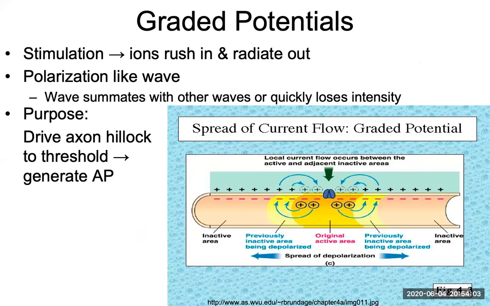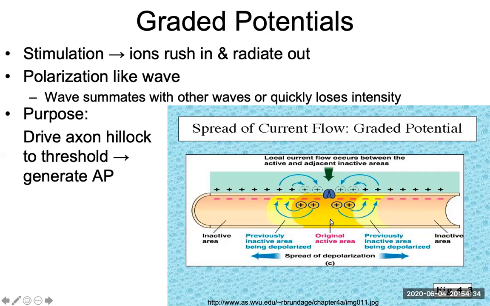So the purpose of a graded potential is to drive the axon hillock to threshold in order to generate an action potential further on down an axon. But a graded potential acts a little different than an action potential. The stimulation causes ions to rush in and radiate out where that stimulus occurs. And the radiation or the spread of depolarization can occur in both directions. And that's seen here on this picture.